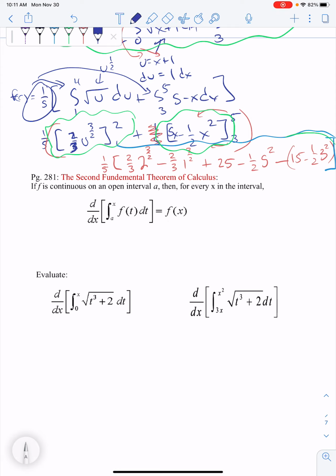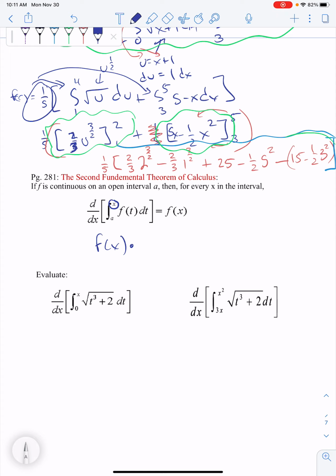That the derivative of the integral is just f of x. But here's what I need you to know. The derivative of an integral is actually f of x multiplied by, and here's where we've got to be a little bit careful, it's multiplied by the derivative of the top bound.